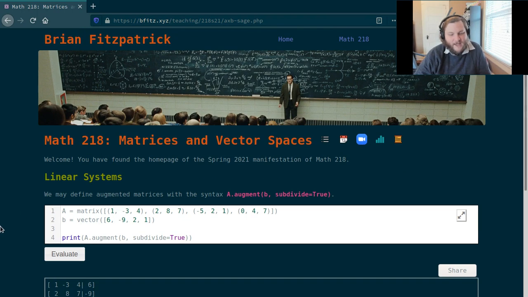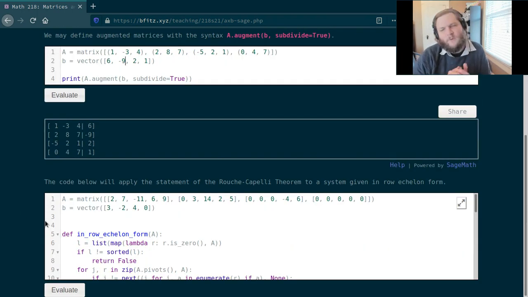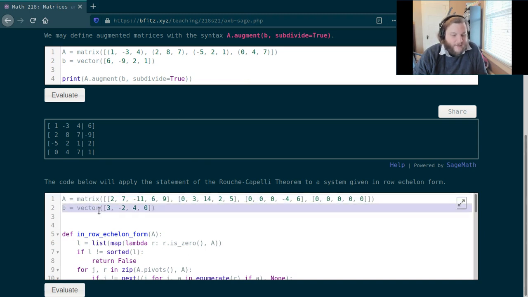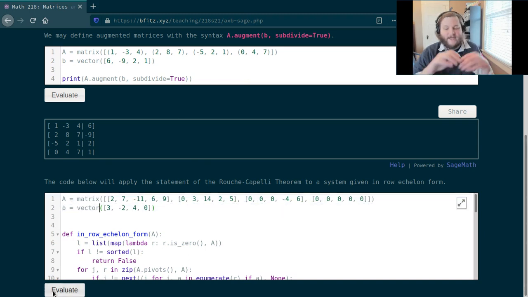Of course, in class we did a more sophisticated analysis by applying the Rouché-Capelli theorem, like I just described. I have that analysis in this cell here. I had to write some custom code to do this, but I think it works. The syntax or the inputs are exactly the same as the previous cell. I've input a matrix on the first line and then a vector on the second line. The idea is that we're going to augment this matrix with this vector, and then as long as we're in either reduced row echelon form or row echelon form, this code will perform the analysis given by the Rouché-Capelli theorem.